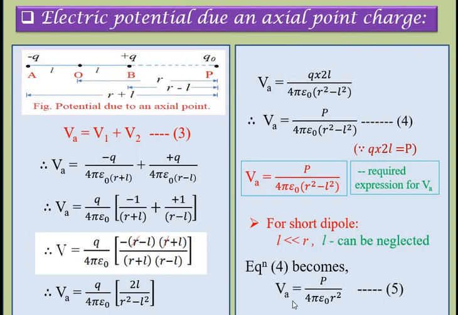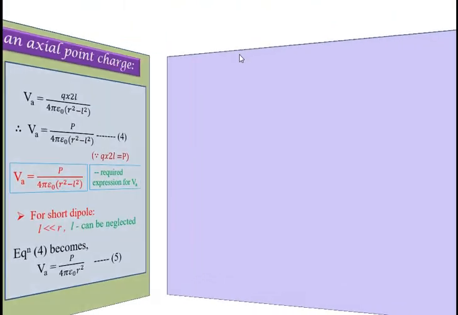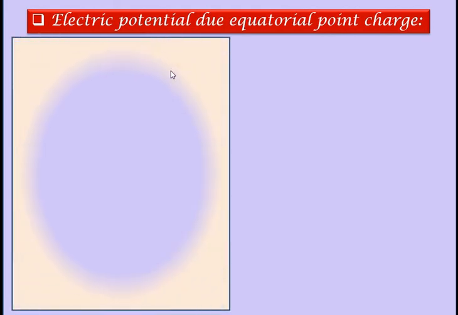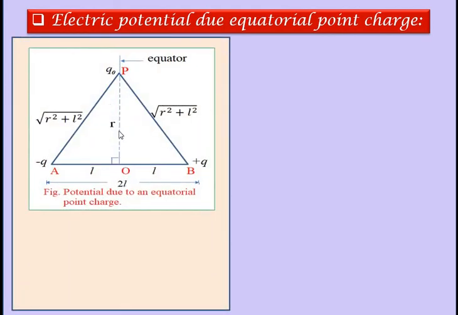These equations are very important to solve the different examples. Our point is along the axis, along the equator. Here we have seen the expression for the electric potential due to an axial point, and we have to see the electric potential at a point along the equator of the point charge. For this purpose, see the diagram.